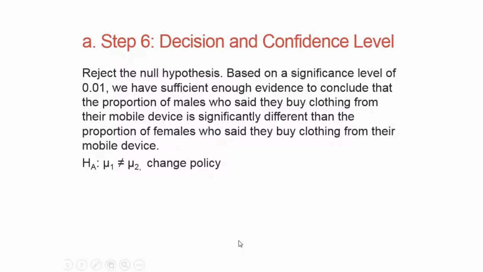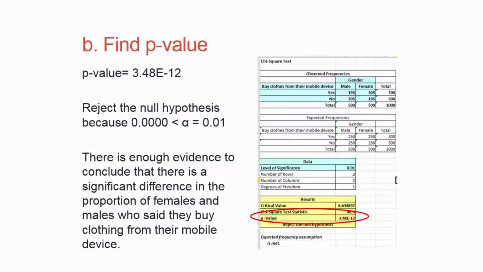Based on a significance level of 0.01, we have sufficient evidence to conclude that the proportion of males who buy clothing from their mobile device is significantly different than the proportion of females who buy clothing from their mobile device, or at least that's what they said. So the proportions are not the same, therefore I need to change policy. This is still part A, that's step 6.